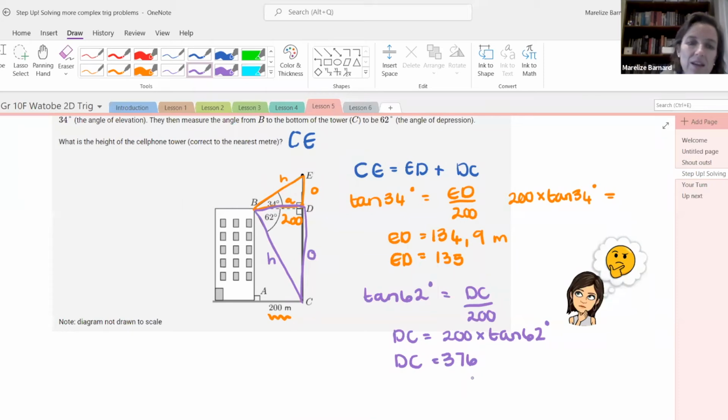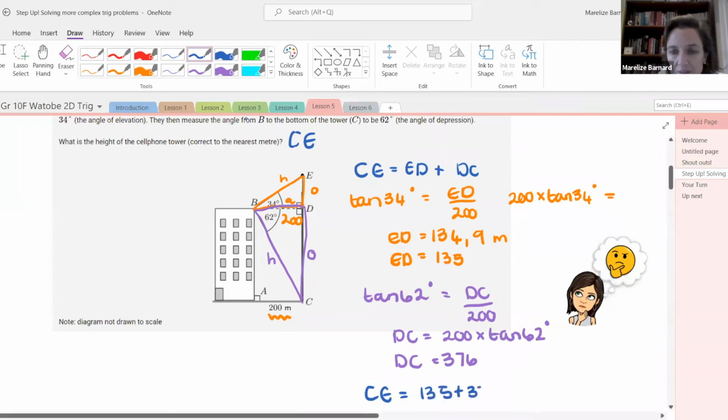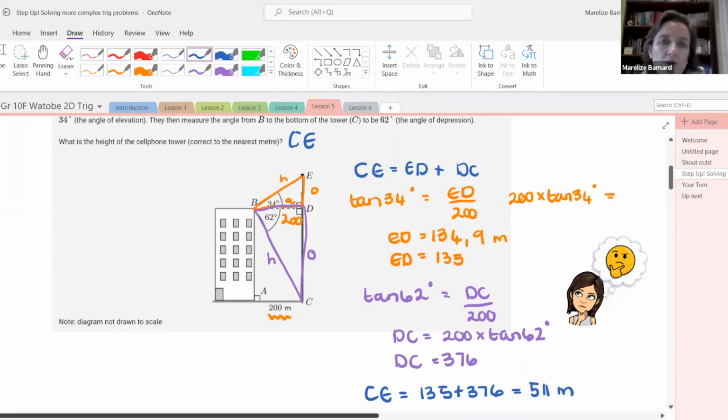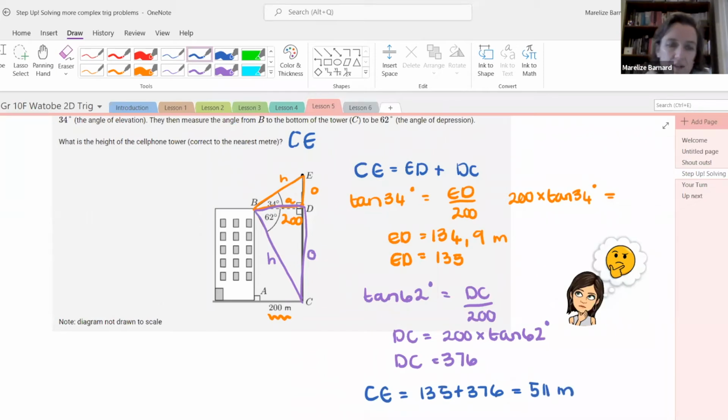So back to the original question, which was, what is the height of the cell phone tower? So we need to add those two lengths together to get CE. And that's 135 plus 376. That gives me 511 meters. Okay, so we are doing it to the nearest meter, so make sure that you put your 511.